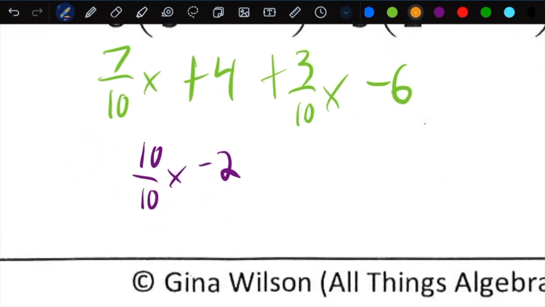As I mentioned, 10 over 10x does reduce. 10 over 10 is 1, so we have 1x, or just x minus 2. And that is all for section 1.3 of Algebra 1.